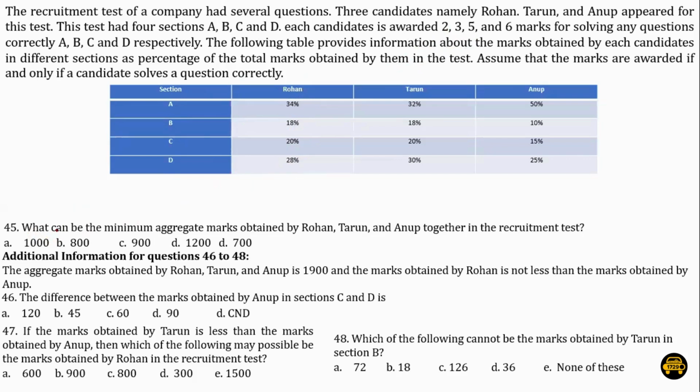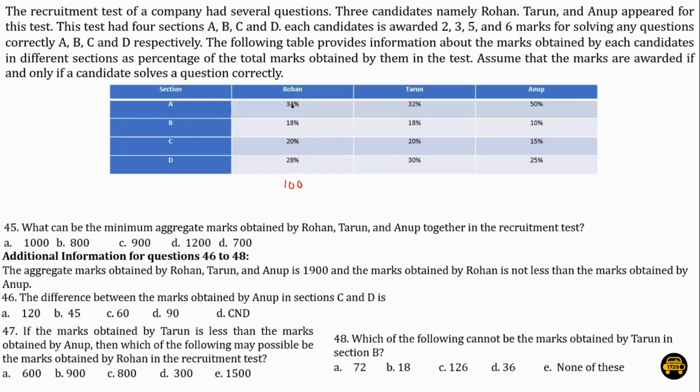The first question says, what can be the minimum aggregate marks obtained by Rohan, Tarun, and Anup together in the recruitment test? In order to find out the minimum marks, since this is given in percentage, let's assume for Rohan, the total marks obtained by him was 100. So in the first section, he got 34. In the second section, he got 18. In the third section, he got 20. And in the fourth section, he got 28.